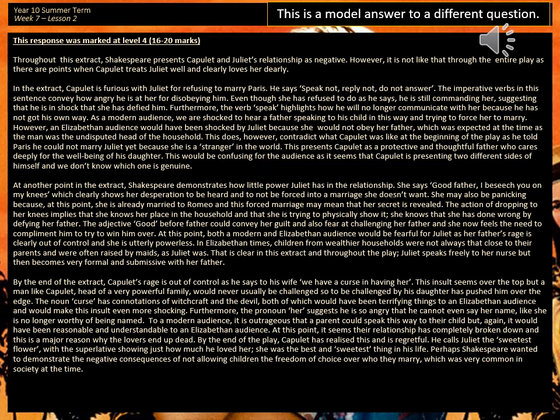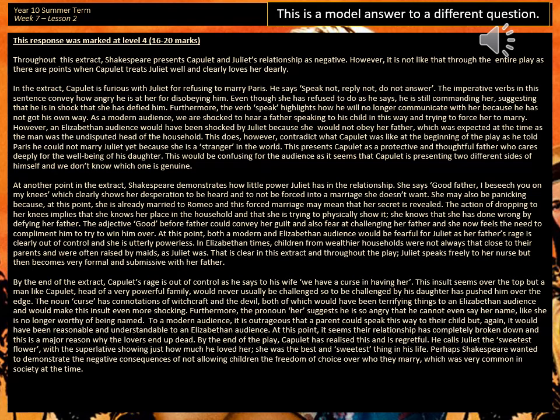To a modern audience, it is outrageous that a parent could speak to their child like this, but again, it would have been reasonable and understandable to an Elizabethan audience. At this point, it seems their relationship is completely broken down, and this is a major reason why the lovers end up dead. By the end of the play, Capulet has realised this and is regretful. He calls Juliet the sweetest flower, with the superlative showing just how much he loved her. She was the best and sweetest thing in his life.